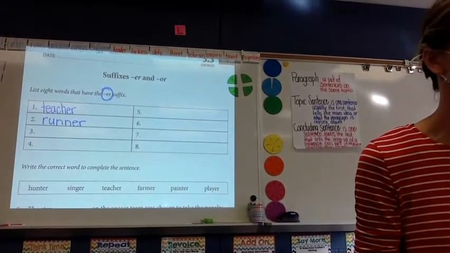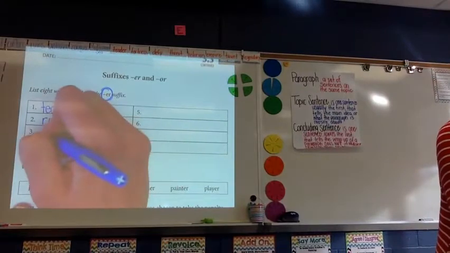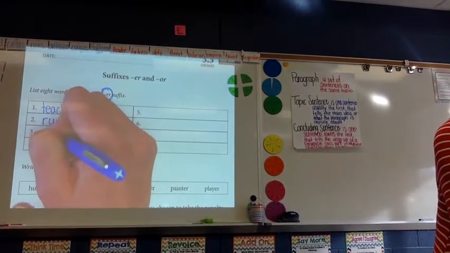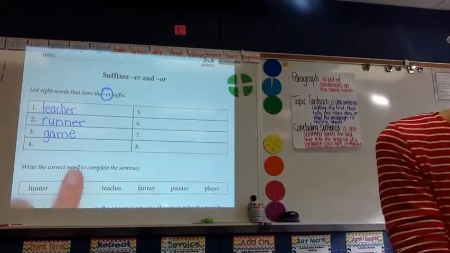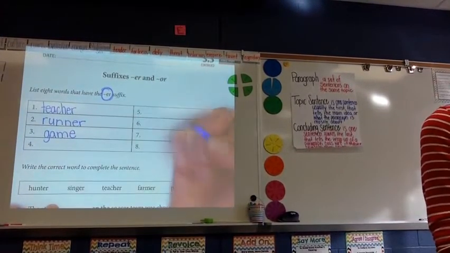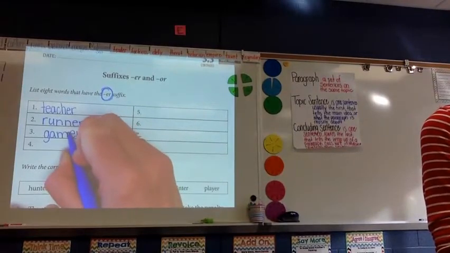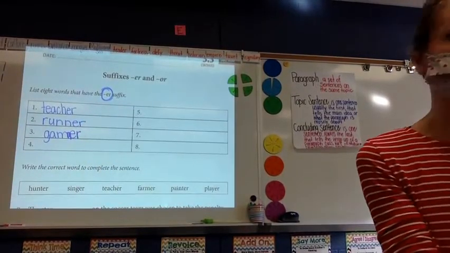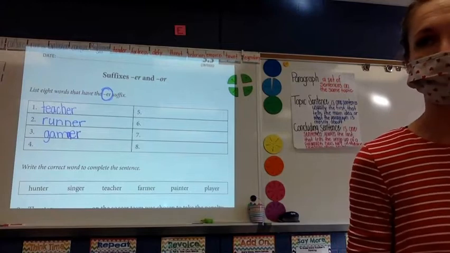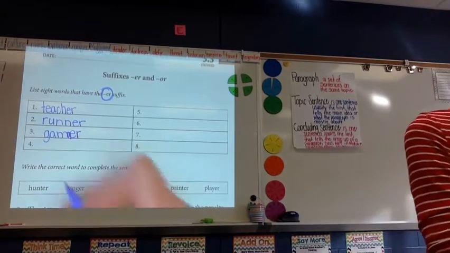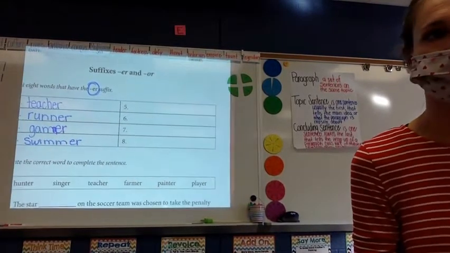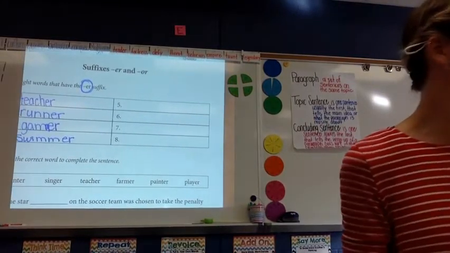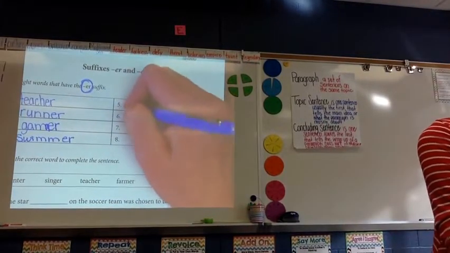Cooper, what's another one? A gamer. I feel like that's going to be more like your guys' lives, not mine. I think it's 2 M's. I apologize. I squeezed it in there. Ray. Swimmer. Very good. Double the M on that one. Yes. A dancer is a great one.